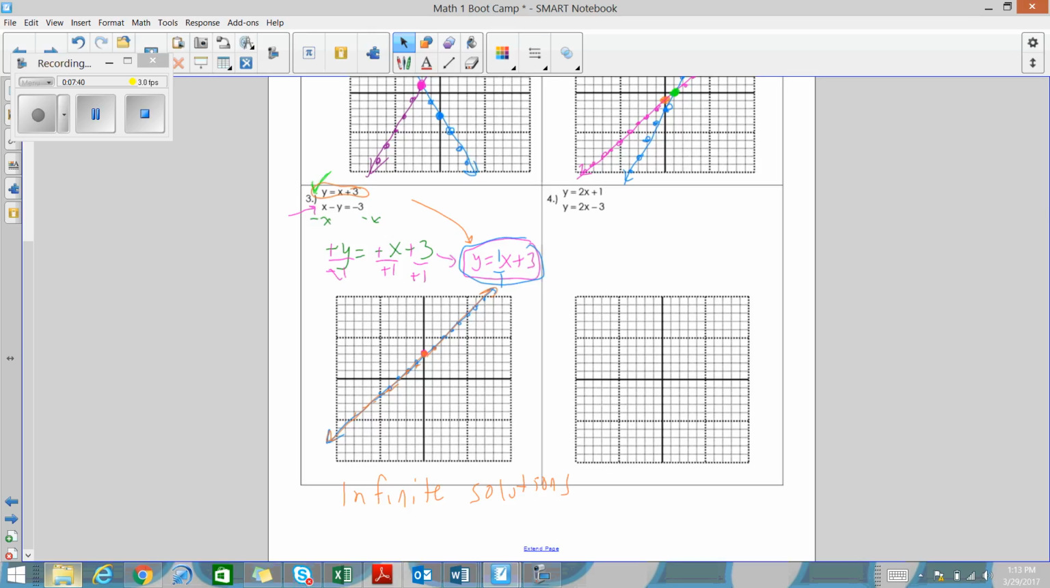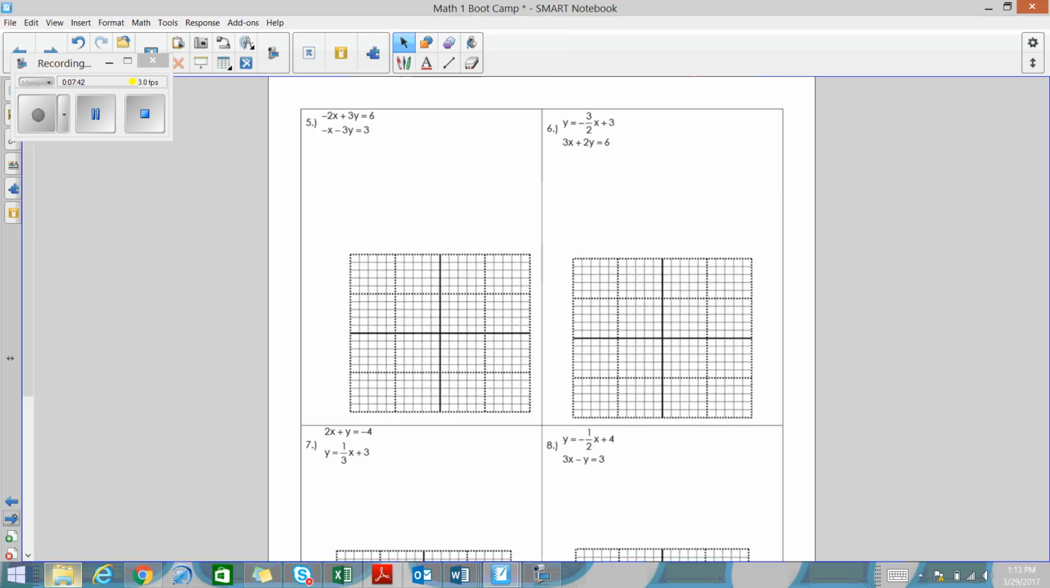All right, I'm going to let you do 4 by yourself, but I want to do just one more where we have to solve for the value of x. Let's solve just the first one in number 5. So I'm just going to rewrite this guy over here. Negative 2x plus 3y equals 6.